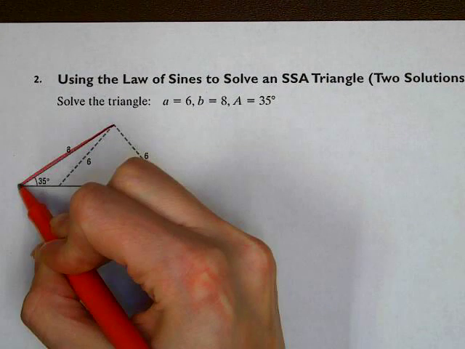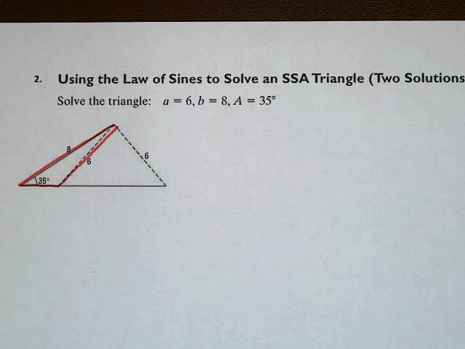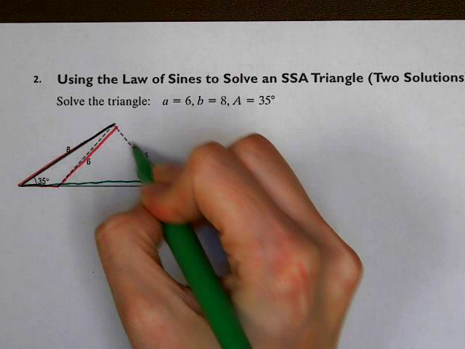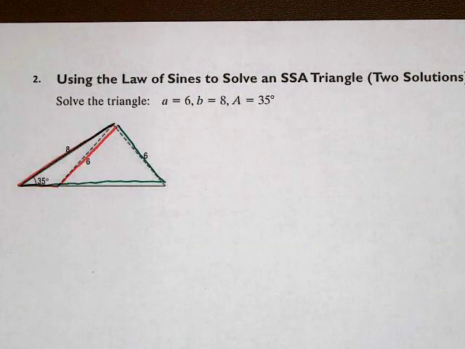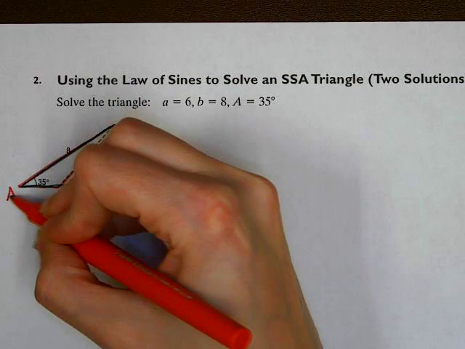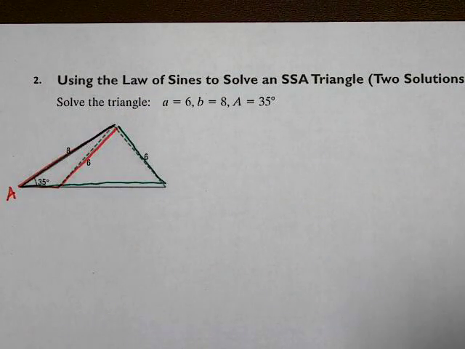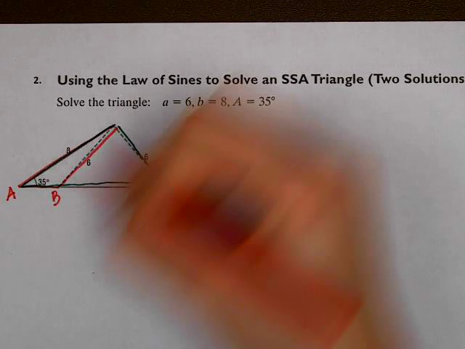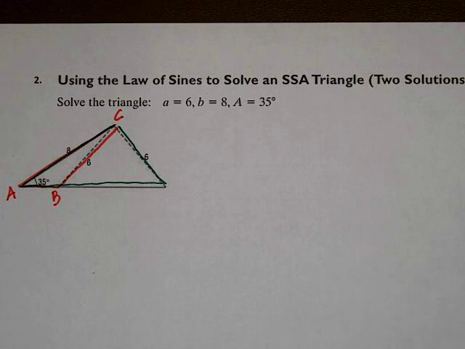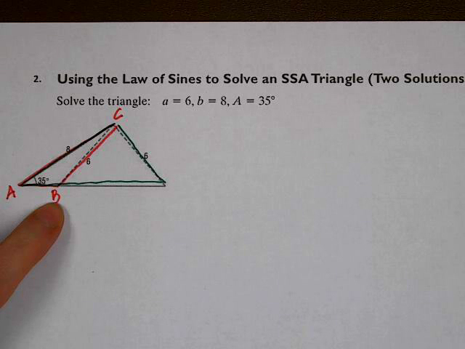It could be this red one with the angle side side, or it could be this big green one. There's two different ways to make that triangle. Okay, but let's pretend you didn't know that and we were just trying to solve it. So let's set up. This is angle A. We'll call this angle B and this angle C. It doesn't really matter. So let's try to find angle B first.